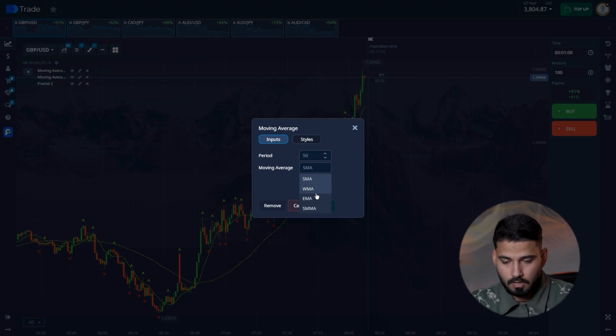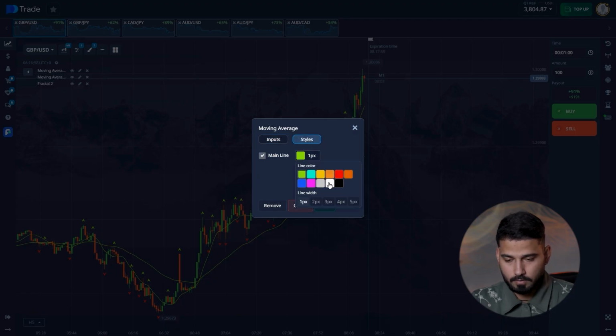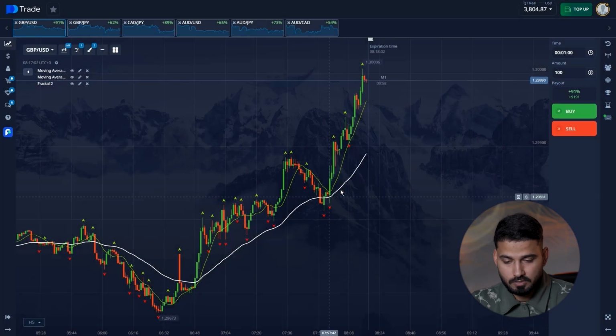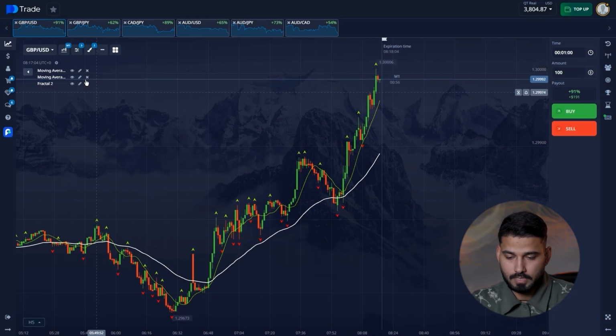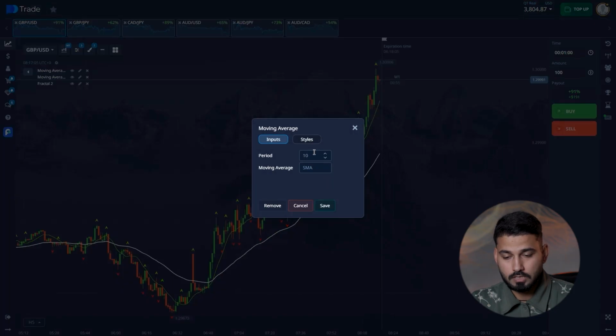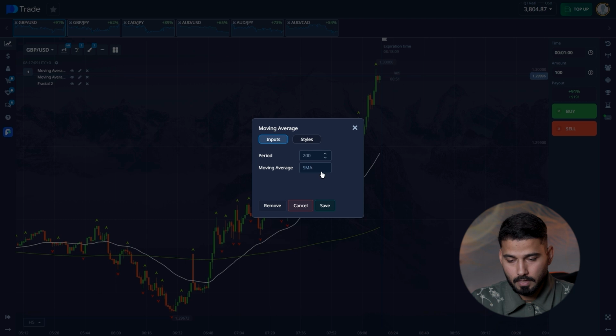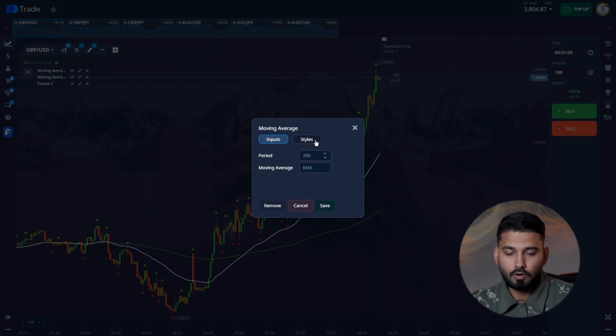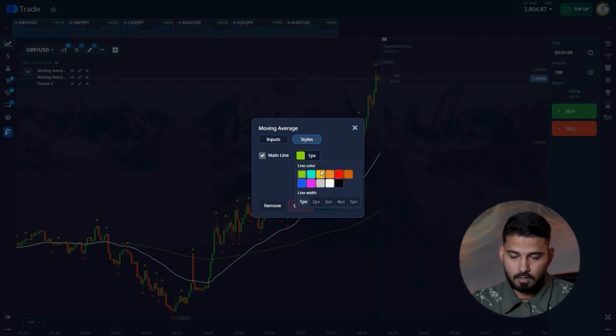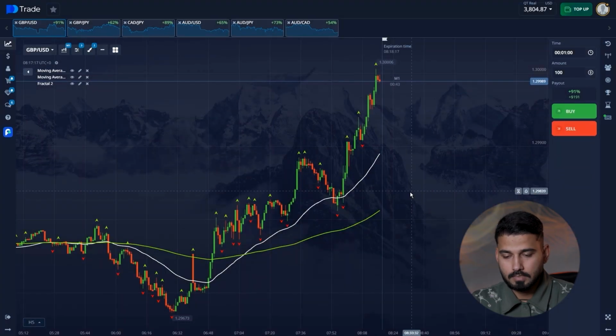Now let's adjust the color. I will set it to white. You can choose another one. I also make it a bit thicker for better visibility. Then let's move to the second one. For this, we just set the period of 200 and also use EMA. Let's make it bolder for clarity. You can choose any color. It's a matter of taste. Now our system is up and running.